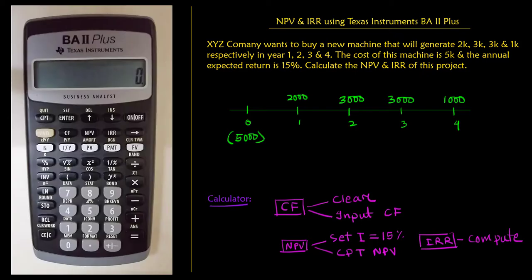Alright, in this video we'll see how to calculate NPV and IRR of new projects using the Texas Instruments BA II Plus Financial Calculator.